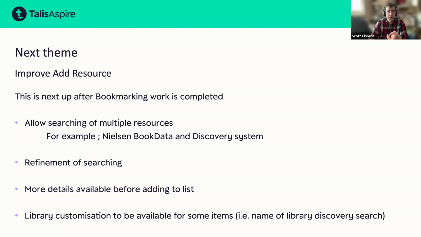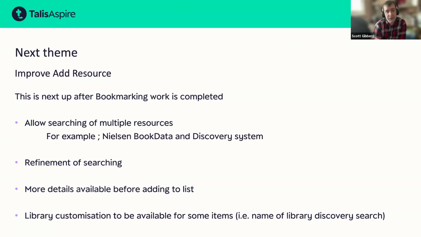Suggestions that we've had include LibGuides. We could search some OA databases. So there's various different things you could have there as search options in the new Add Resource screen. We'll also allow you to refine your searching a bit better, have more details available before adding to a list, and some customization. So for example, I know a number of libraries call their discovery search something different, My Search, the name of your library, etc. So a little bit of customization to allow you to call that what you want.